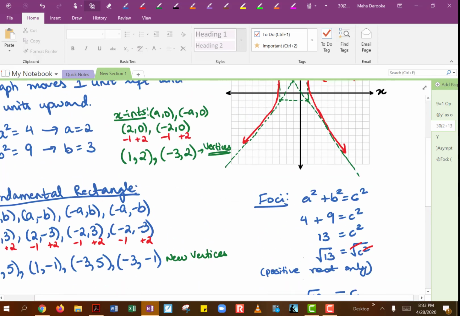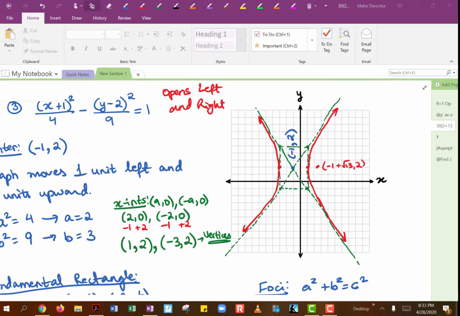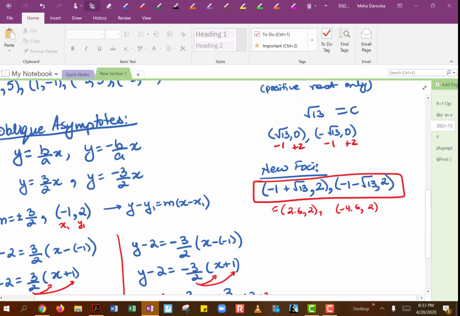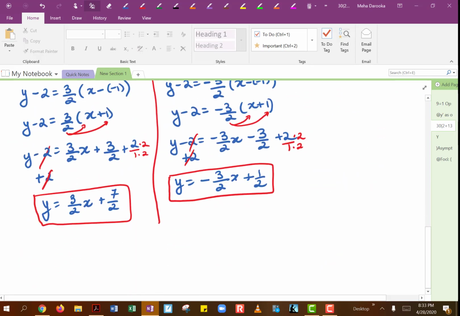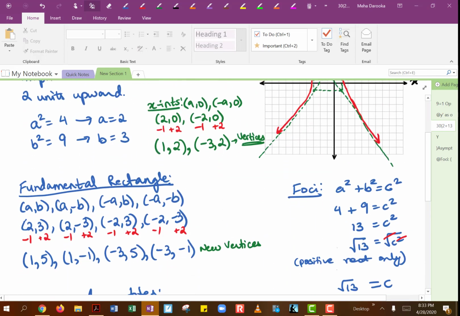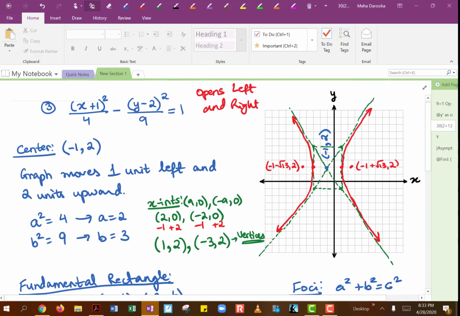So let's see, -4.6, so this is 1, 2, 3, 4, 4.6 would be somewhere over here, and this is going to be the point -1 negative square root of 13 comma 2. Okay, and that's where your foci are going to be. So again, just look through the example of how we came up with our oblique asymptotes, how we do the new focal points, how we came up with the new values for the fundamental rectangle, and basically every point will change here. Okay, so this is number 3.